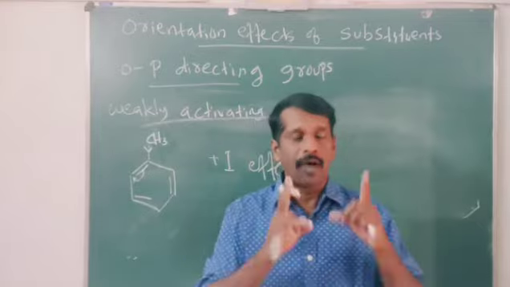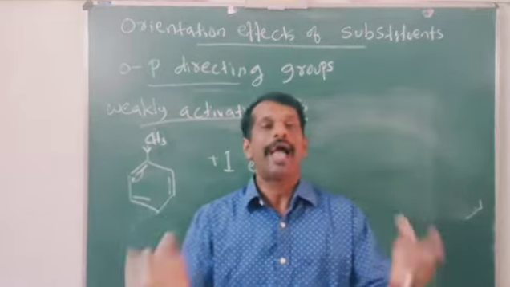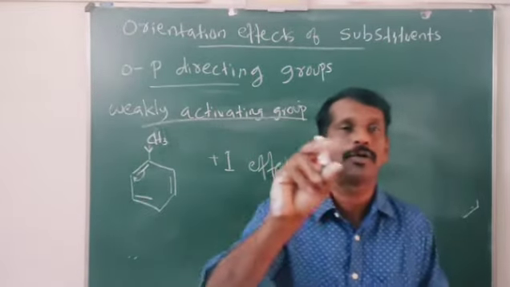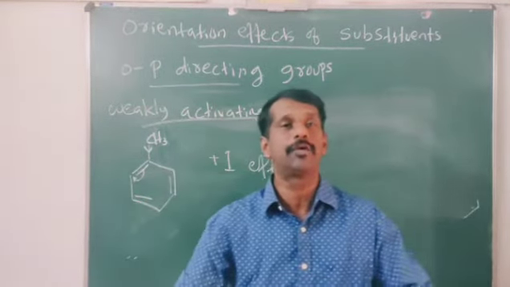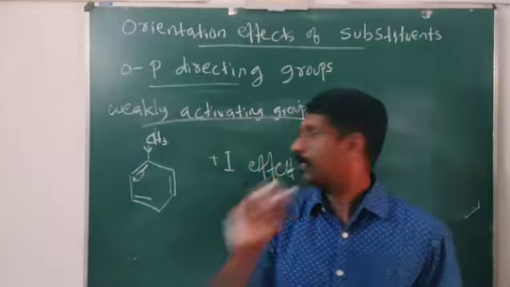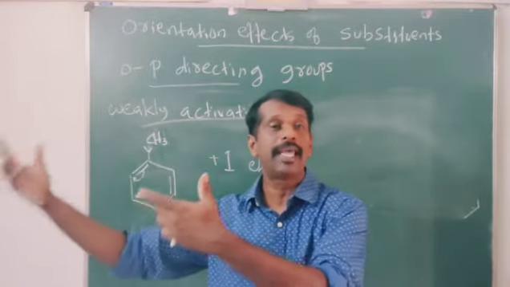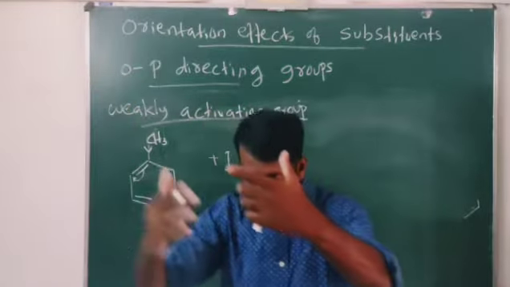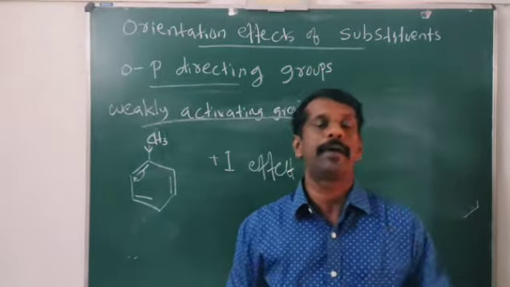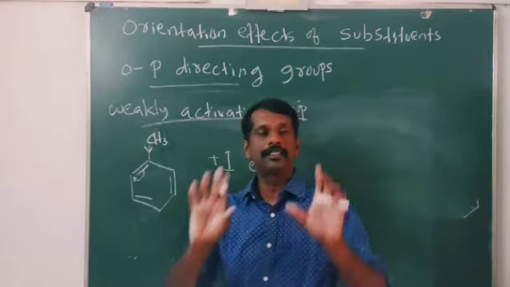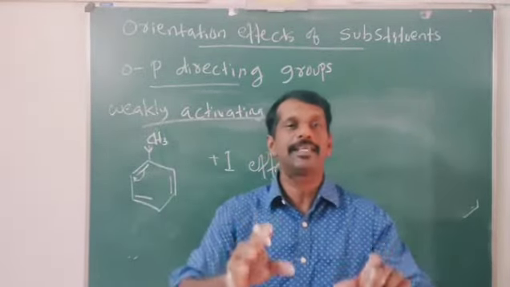So that is one reason why alkyl groups are weakly activating groups. What do you mean by activating group? An activating group is one which can create a negative charge on the ortho and para positions of the ring. Strongly activating groups have an unshared pair of electrons that will come into the ring and easily make a negative charge on the ortho and para positions. But a methyl group does not have an unshared pair of electrons.